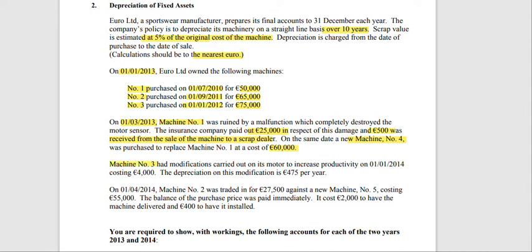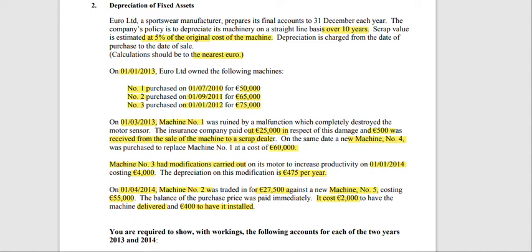On the same date, 1st of the 3rd 2013, machine number 3 had a modification carried out on its motor to increase productivity on the 1st of the 1st 2014, costing €4,000, and the depreciation on this is €475 per year. On the 1st of the 1st 2014, machine number 2 was traded in for 27,500 against a new machine, machine number 5, and this cost 55,000. The balance of the purchase price was paid immediately. It cost 2,000 to have it delivered and 400 to have it installed, so we are going to have to add those two figures onto the cost price.